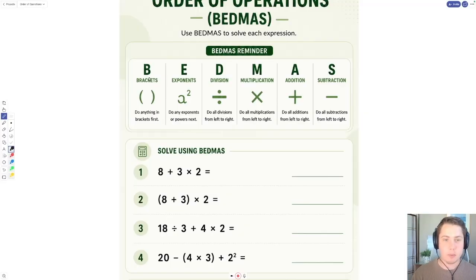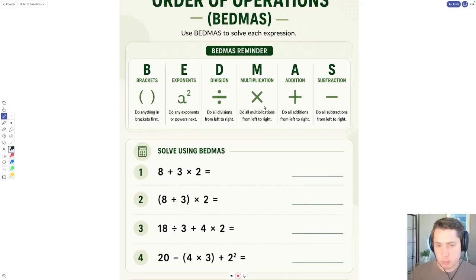Here we have BEDMAS, right? Or you might have heard it with a P, which is PEDMAS, which is basically parentheses, brackets and parentheses, same thing. So don't worry about that. And here's the breakdown. We've got brackets, exponents, division, multiplication, addition, subtraction in that order, okay?